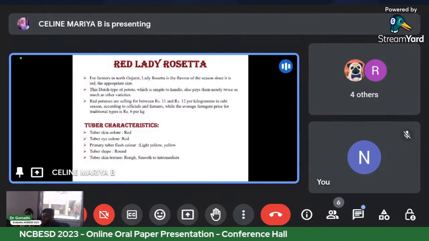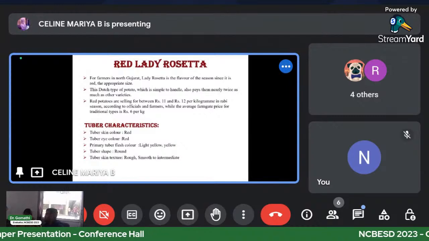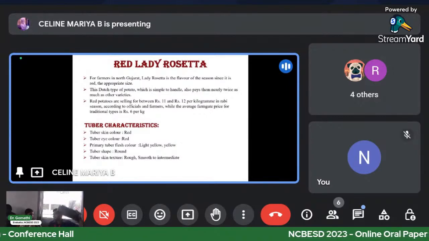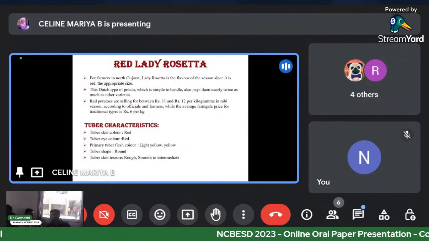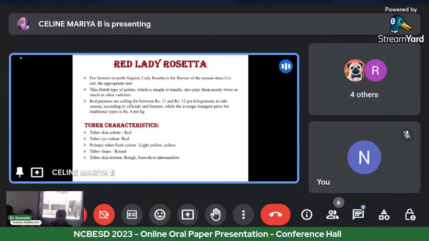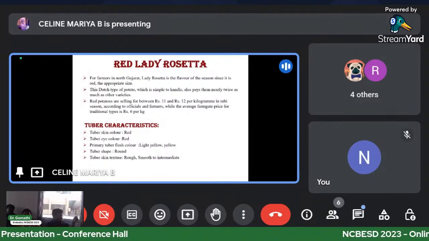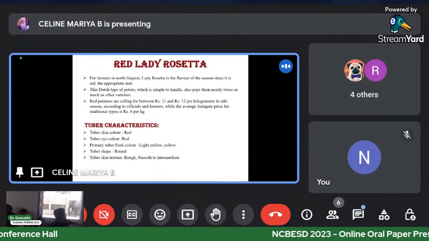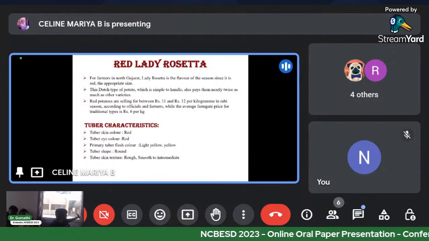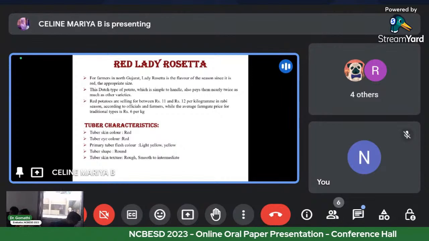For farmers in Gujarat, yellow is a flavor of season since it is red. And this type of potato is simple to handle and weighs nearly twice as much as other varieties. The tuber skin color is red and eye color is also red. The primary tuber flesh color is light yellow and the shape is round. Tuber skin structure is rough and smooth to intermediate.